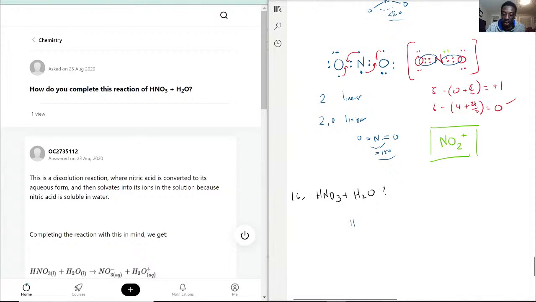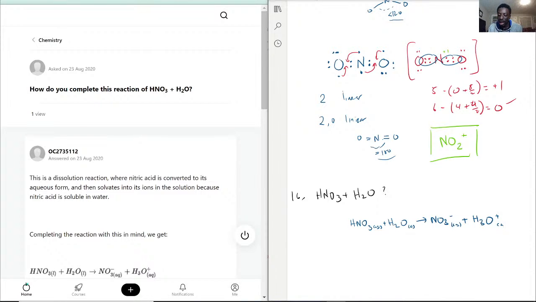So HNO3 plus H2O is going to be NO3 minus plus H3O plus. This is what we get for these two reacting, and it's going to be a straight line there because this reaction is not typically reversible, unless in some very serious conditions.